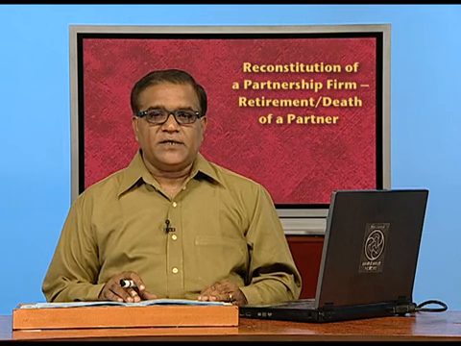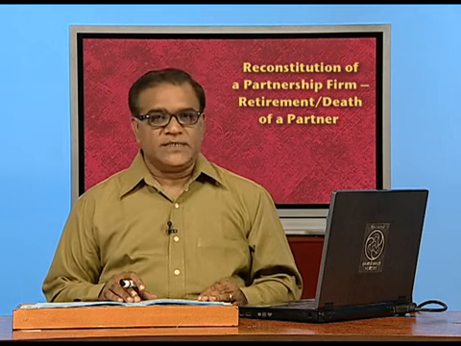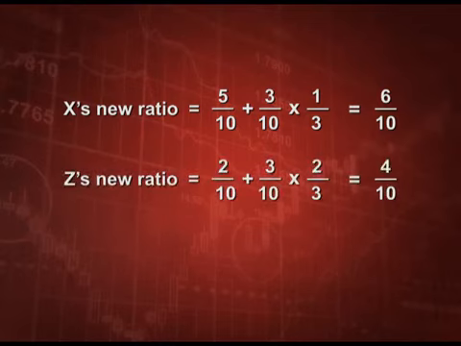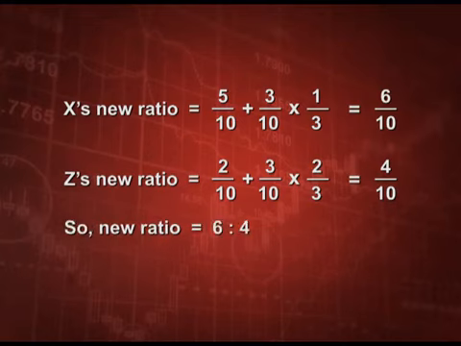So, let us calculate now what will be the gain for X and Z. Now, X's new ratio will be his old ratio plus the gaining, that is 5/10 plus 1/3 of 3/10, that is the gain, which makes it 6/10. Similarly, for Z, we will see old ratio 2/10 plus 2/3 of the gain 3/10, that makes it 4/10. So, the new ratio now becomes 6:4.